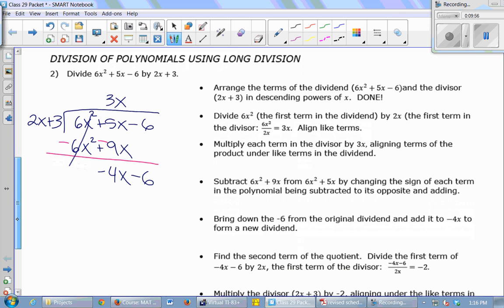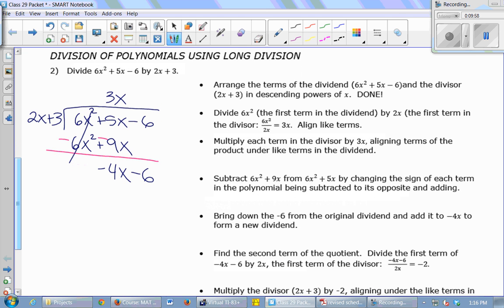Right, okay, so the next thing I want to do is divide my leading term of negative 4x minus 6 by 2x. Or alternatively, ask yourself, what should I multiply 2x by to make a negative 4x? Negative 2. So I put a minus 2 there, and I line it up with the like term in the dividend, so I put it over the minus 6.